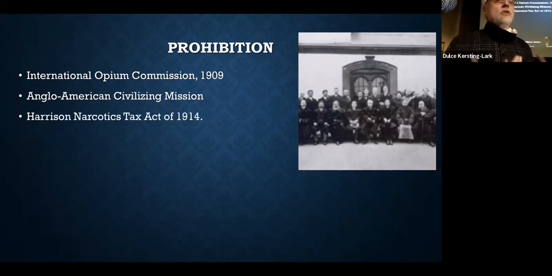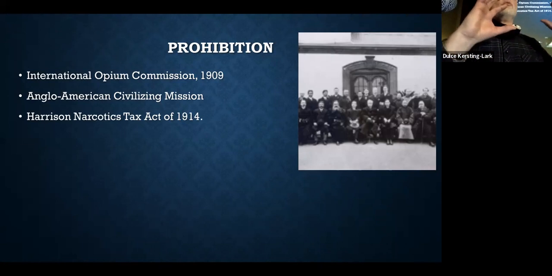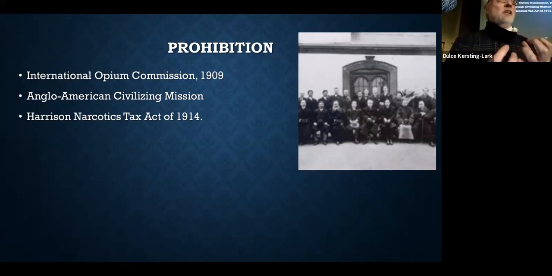And in 1914, the United States Congress passes the Harrison Narcotics Tax Act. And this is misleading because it says Tax Act. What it's doing is taxing opium and opiates, but it's also taxing them to start regulating them and then start banning them and outlawing them.